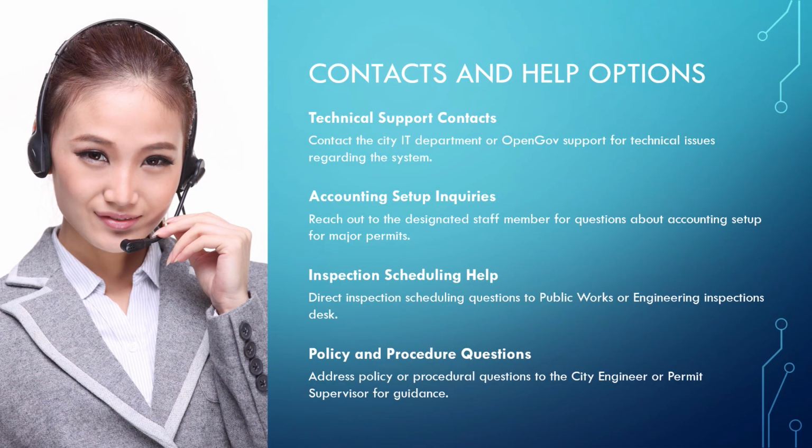For technical issues with OpenGov, technicians should contact the city's IT department or OpenGov support. For questions related to accounting setup for major permits, reach out to the designated staff members. Inspection scheduling inquiries should be directed to the Public Works or Engineering Inspections desk. Policy or procedural questions should be addressed to the city engineer or permit supervisor.